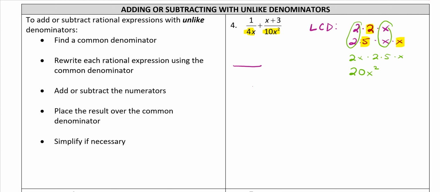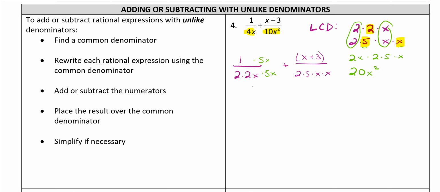So in order to make these both 20x squared, I'm going to rewrite this as 1 over 2 times x, plus, and then we have that x plus 3 on top, over, again, that was 2 times 5 times x. We need to figure out what each one is missing. So notice 2 times x is missing this 5 and this x. We need it to be 20x squared. So we're going to multiply this one by 5x on top and on bottom. And again, notice that's what's missing here, the 5 and the x in the second term.